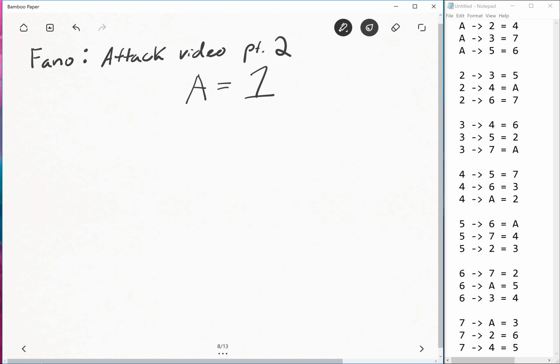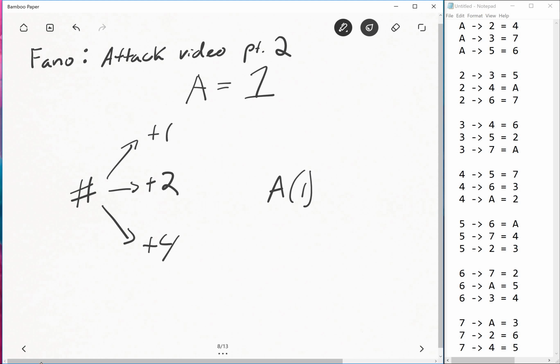The operation to determine what a number can attack is simply just the number plus 1, plus 2, or plus 4. As an example, the ace, or 1, can attack 2, which is 1 plus 1, 3, 1 plus 2, or 5, 1 plus 4.